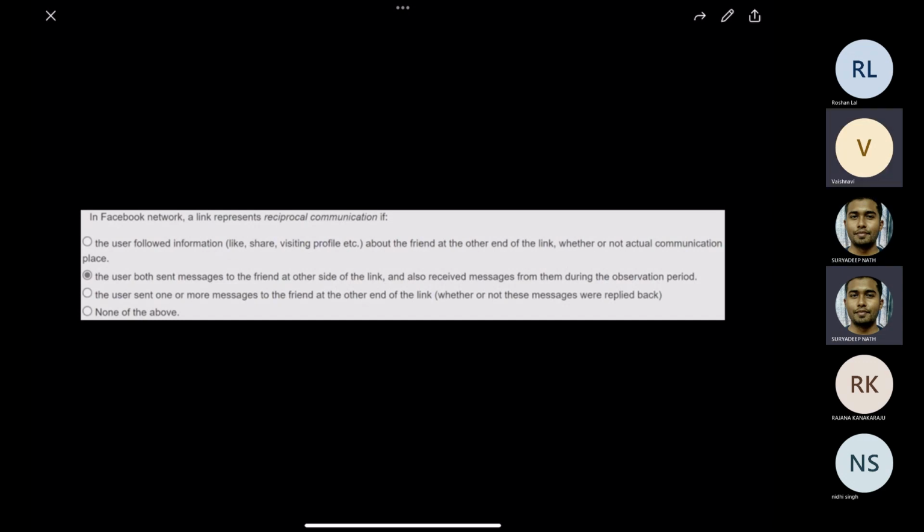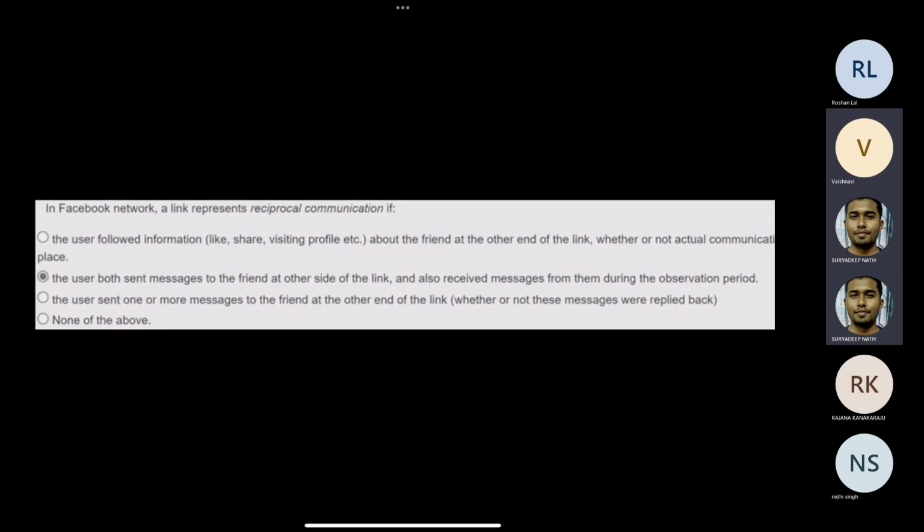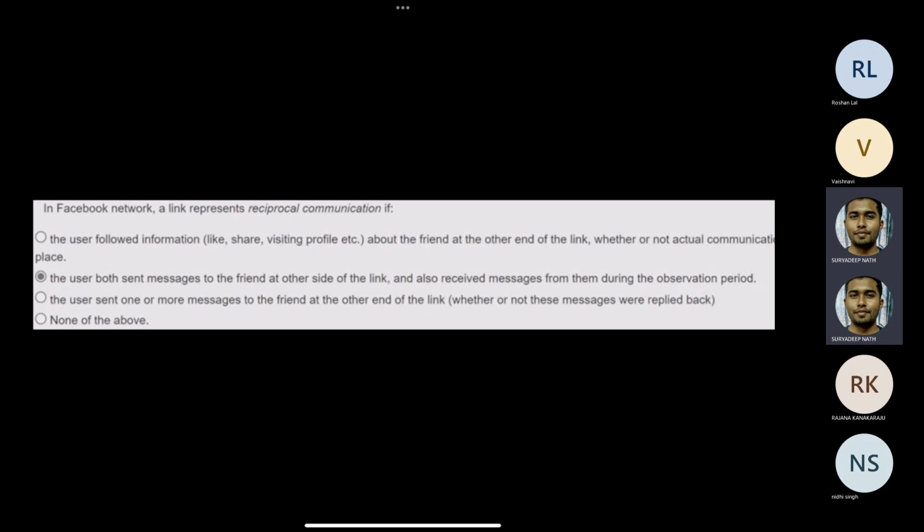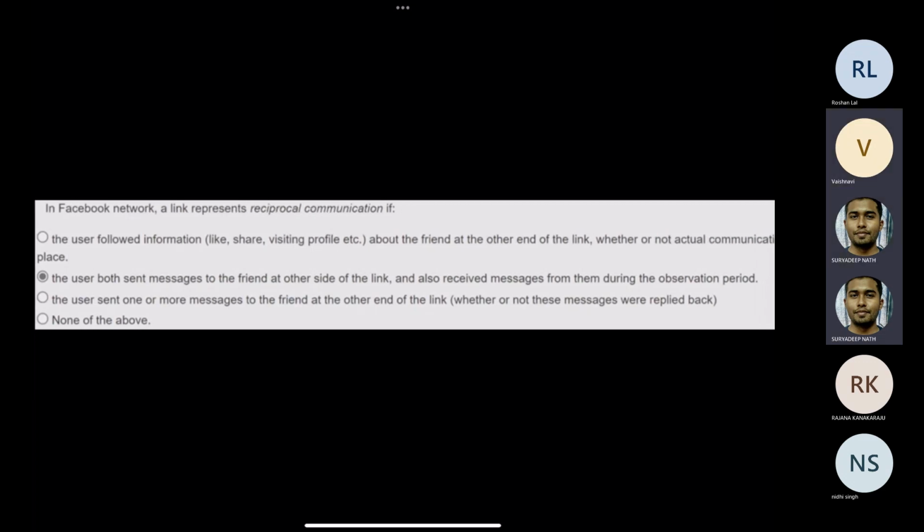Both different users sent a message to another friend, right? So there are three people in this. What both signify is that one of them sent messages to the other link and received a message back. So these two things are combined in both. Okay, sir. Got it.